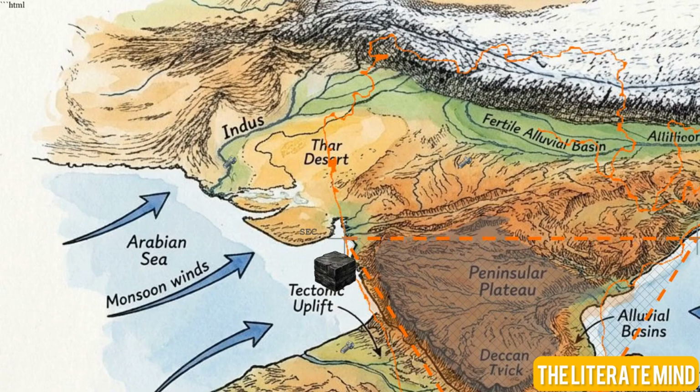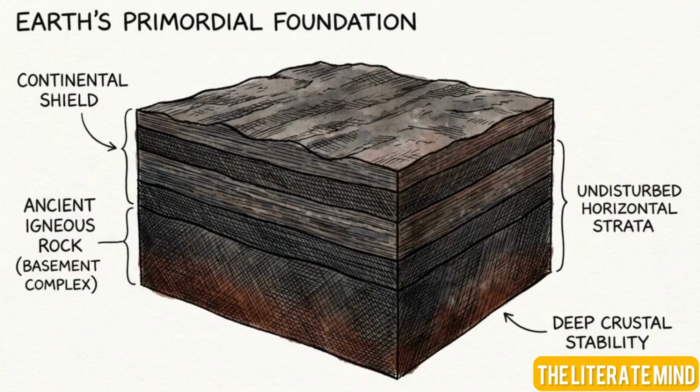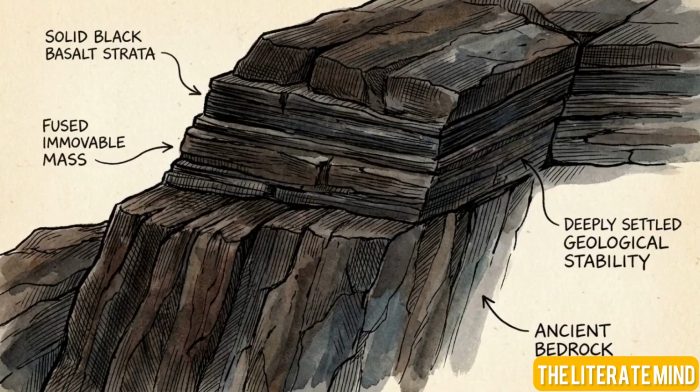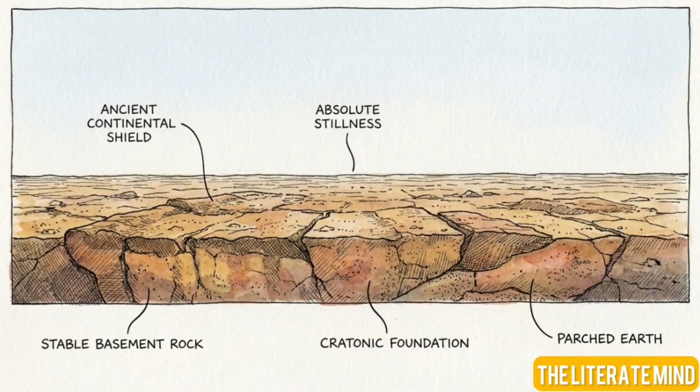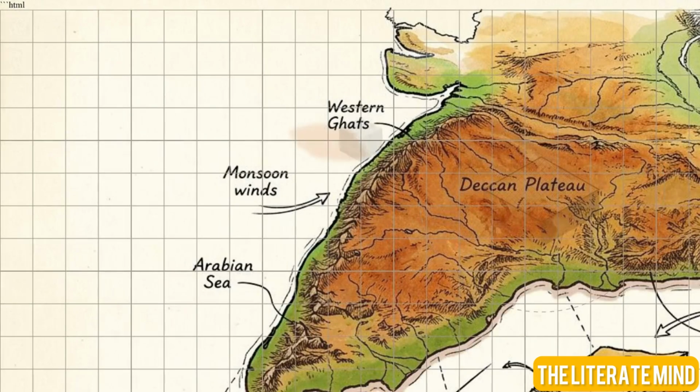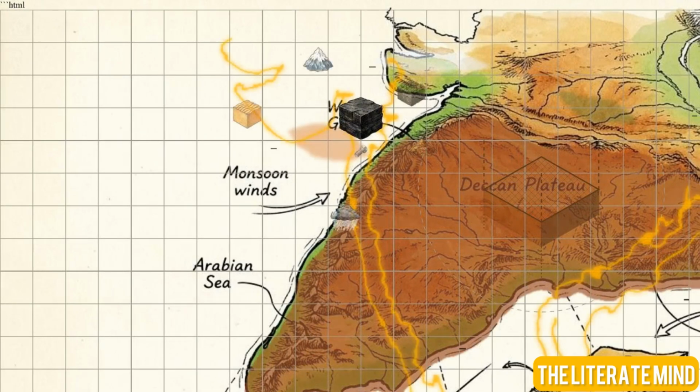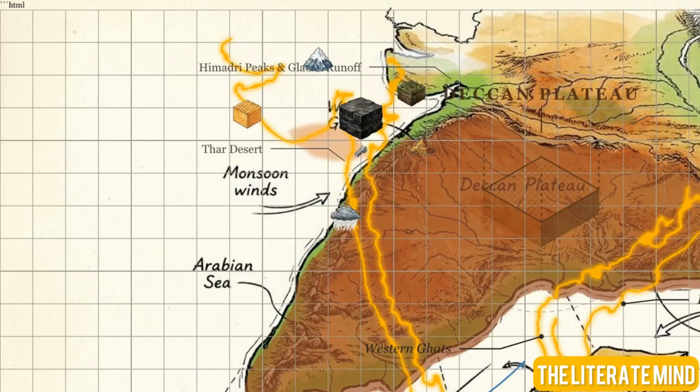You hit the vast triangular mass of the Peninsular Plateau. Unlike the crumpled, volatile mountains in the north, this is an ancient continental shield. It is geologically old, deeply settled, and highly stable. Topographically, it is a raised, relatively flat surface, bordered on its edges by steep, abrupt slopes known as the Ghats.